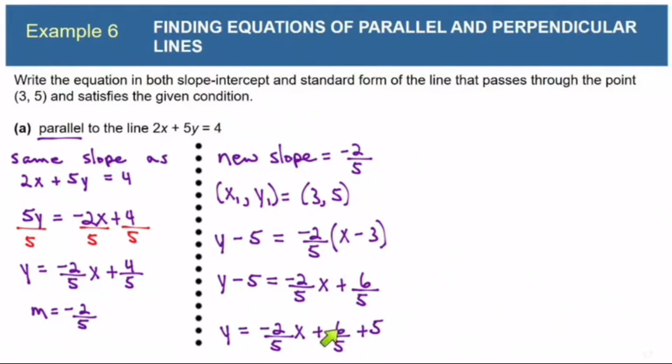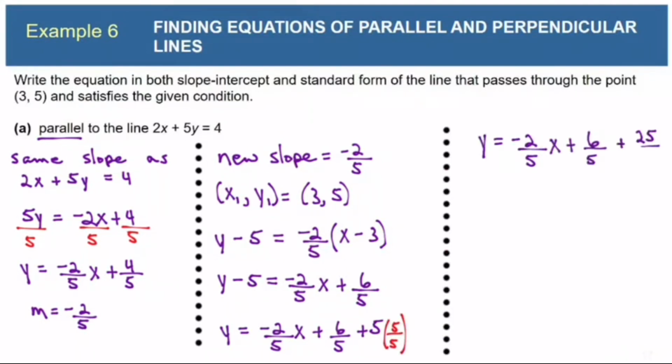Now remember, you can't just add 6 plus 5 because we need a common denominator. So 5 becomes 25 over 5. And now 6/5 plus 25/5 is 31/5. So we have y equals negative 2/5 x plus 31/5. The slope here is negative 2/5 as it should be, and the y-intercept is 31/5, which is the same as 6 and 1/5 if we needed to graph it.